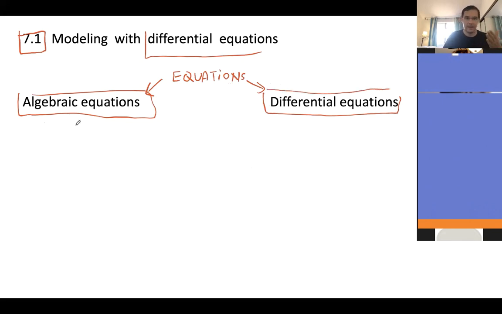So for example, an example of an algebraic equation could be: find all numbers x such that, I don't know, 2x equals 1. This is an example of an algebraic equation. So what is the unique solution of this algebraic equation? X is equal to what point?